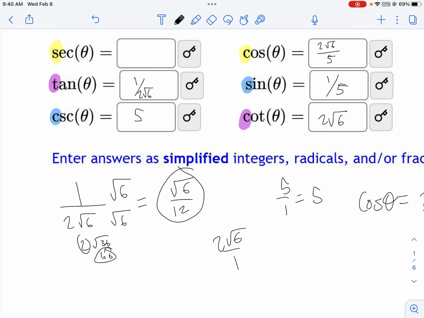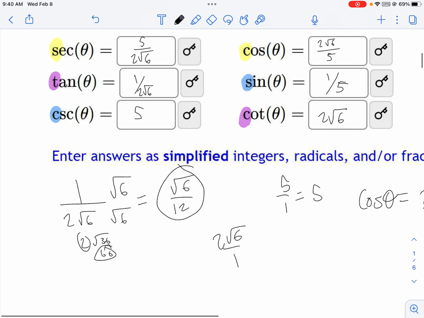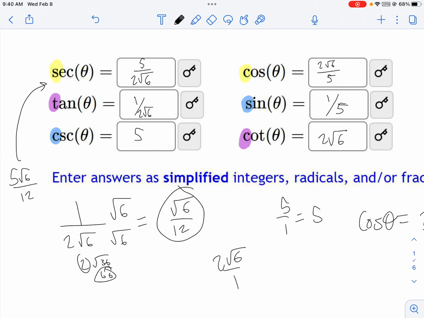Bam! Done. Last but not least, cosine and secant. If you take 2 root 6 over 5, we flip it, we get 5 over 2 root 6, which you could technically rationalize. You would get 5 root 6 over 12 if you wanted to rationalize that. Also an acceptable answer, or you can leave it unrationalized, either way.